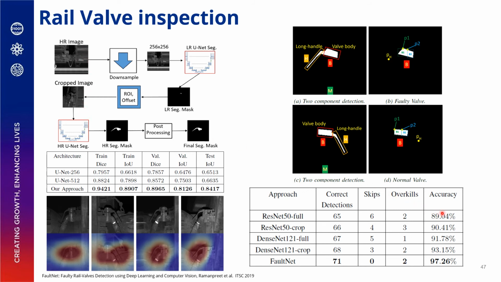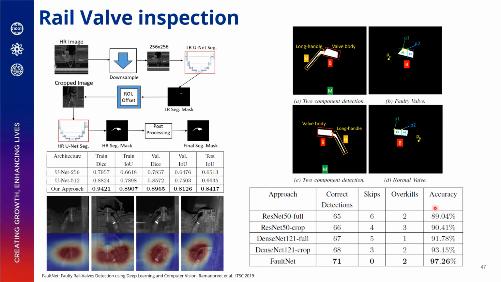While the results are reasonably high for accuracy, that does not tell us the whole story. Remember, I had mentioned that it really depends upon your application whether you want skips or overkills, right? Skip over here would mean escapes. You do not want a faulty valve to be classified as a non-faulty valve at all. It's okay to have false alarms here and there where you thought it was a faulty wall, but in actuality it wasn't.